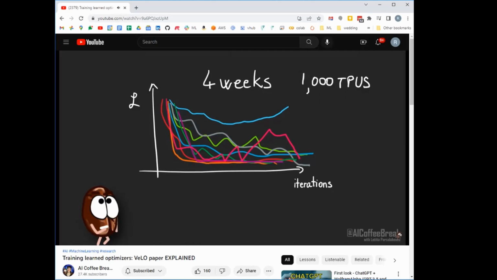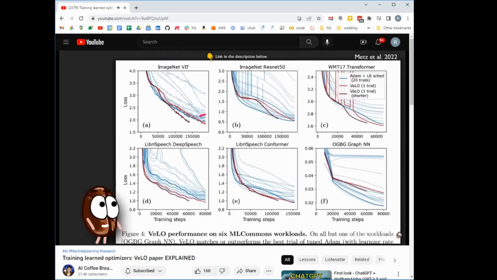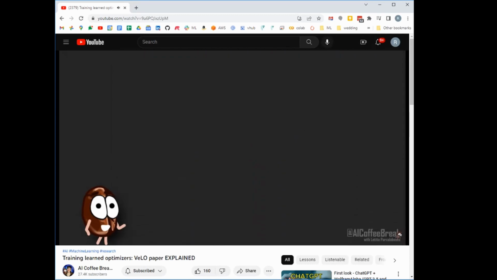So how well does VeLO work in practice? The already existing benchmark the authors could use to test VeLO on was the ML Commons workload, where on 5 out of 6 tasks, VeLO performed better than the Adam optimizer, which had a hand-tuned learning rate schedule and weight decay. But to have a more extensive benchmark that the authors and future work can use, this paper also proposes the Velodrome benchmark that encompasses 83 tasks.